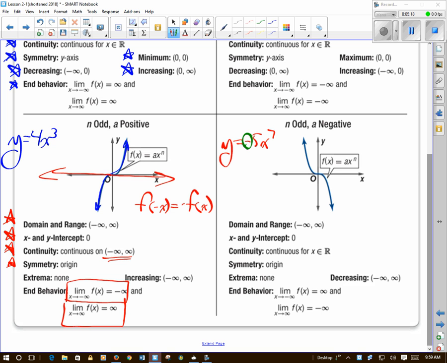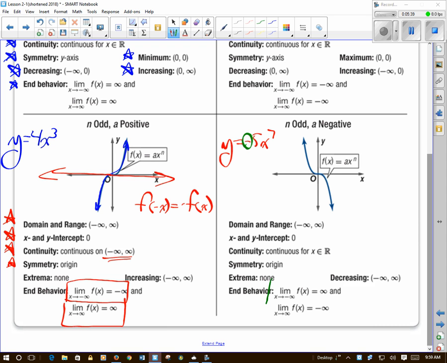Domain and range stay negative infinity to infinity. The x and y intercepts don't change. Still continuous over its whole domain, or for all x in R. It's symmetric through the origin still. And no extrema, but our end behavior has switched.